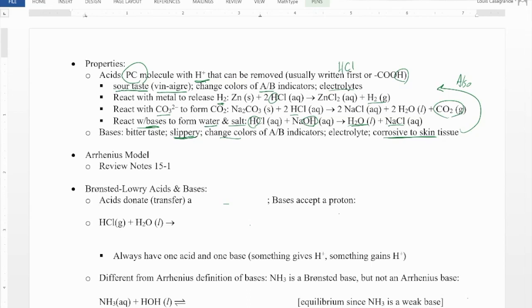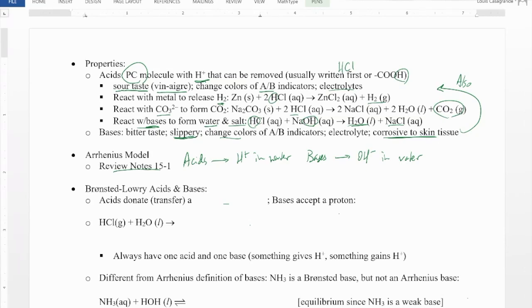So the two models that we're going to be focusing on in this class, there's a third, but it's not that important to us, is, as I said, the Arrhenius model, which we reviewed the previous day in notes 15.1. Go back and review those, but just to refresh your memory, acids give us H plus in water, and bases give us hydroxide in water. And you can see those ions in the formula for the acid and the base.